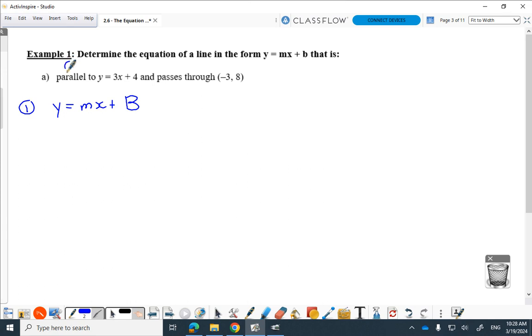When it says parallel, this question's maybe tougher than yesterday, but it's not a whole lot tougher because we know the slope here is 3. And if I want parallel, I want the same slope. Not too bad. Sub in what I know. Slope is 3. Y equals 3x plus b.